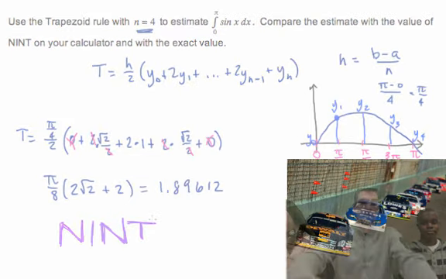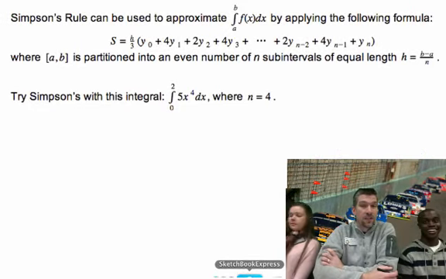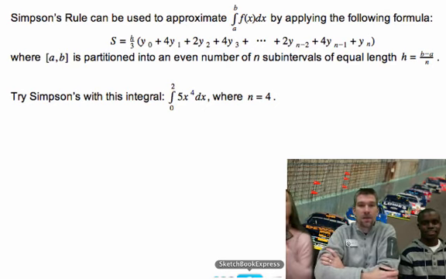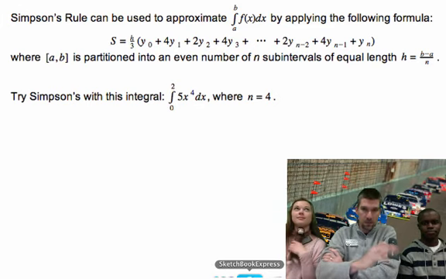Trapezoidal rule. Okay, Simpson's rule is a close relation to the trapezoid rule, and it can be used as well to approximate areas under integrals. The formula, though, is just a wee bit different. But it still works out pretty good.